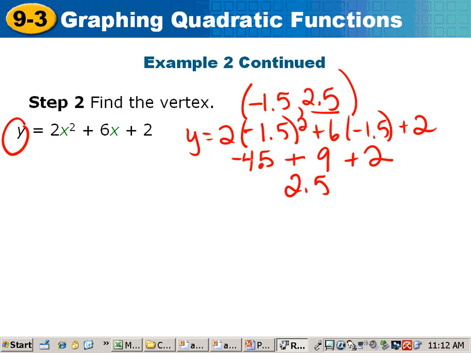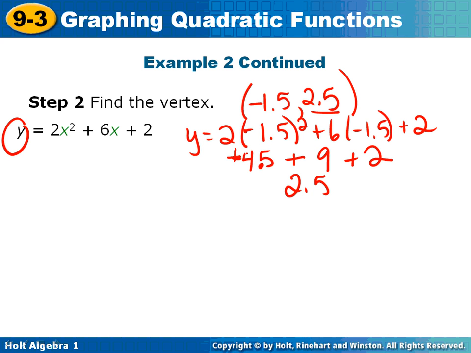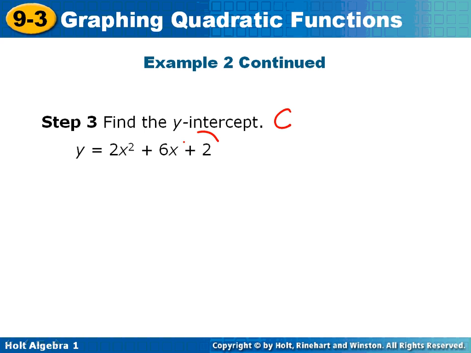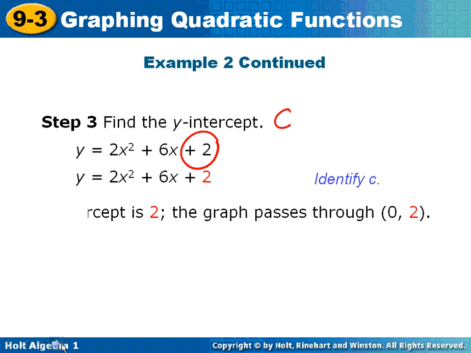Timeout. I just realized that this was a positive right here, because -1.5 squared is positive, times 2 is 4.5. This should have been my minus sign right here. That's a minus because 6 times -1.5, and that makes the 2.5 negative. So my vertex is -1.5, -2.5. We've already commented on this, but now I need to find the y-intercept. The y-intercept is the c value, and so since c is 2, we know that the y-intercept is going to be 2.